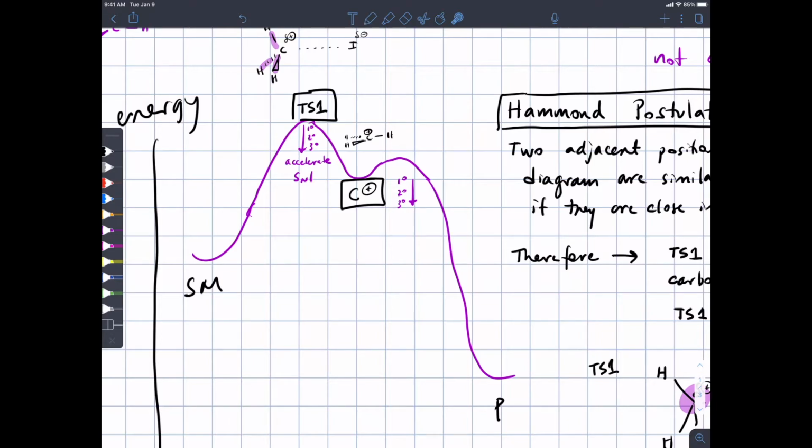And going from primary alkyl halide to secondary to tertiary doesn't change the energy of the starting material much, but does lower the energy of the carbocation intermediate and the transition state and makes it faster to do Sn1. Okay.